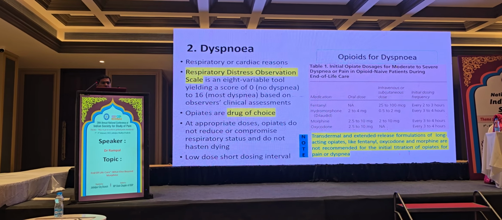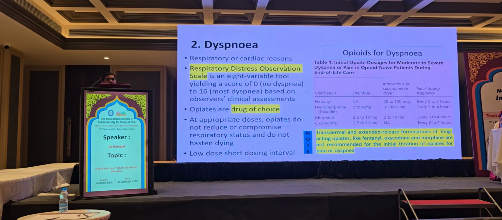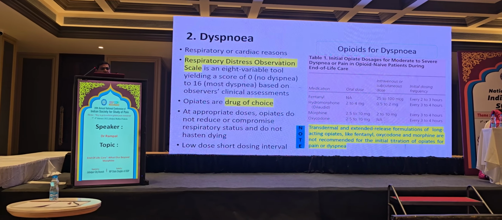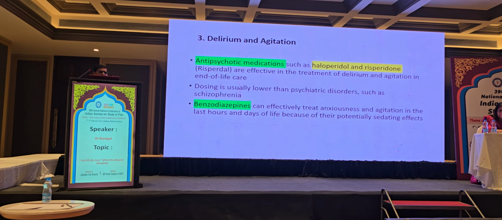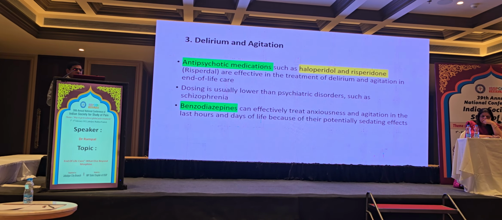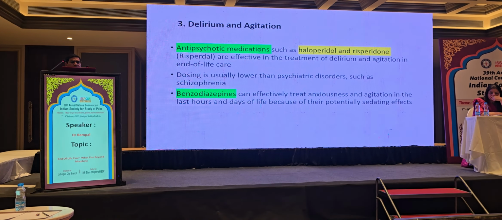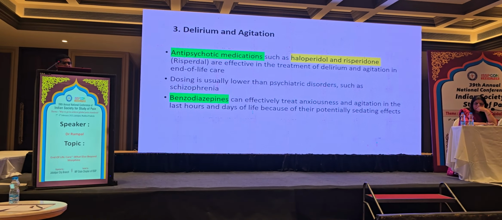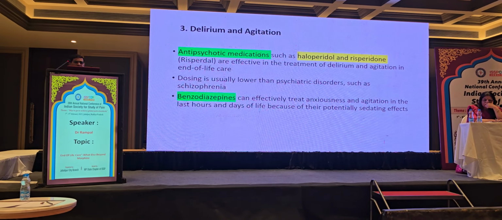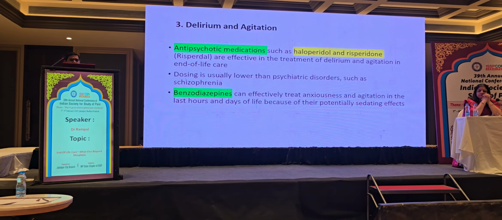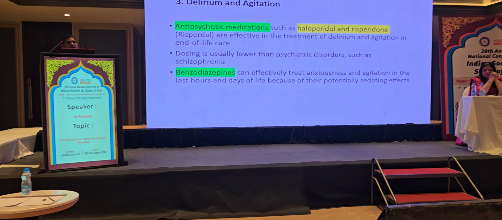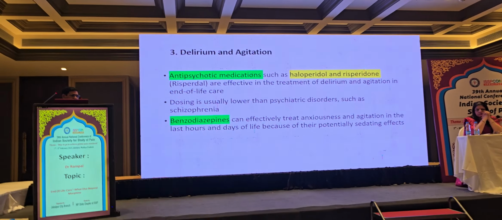So these are the opioids which can be used for dyspnea: fentanyl, hydromorphone, morphine, and oxycodone. Number three is delirium and agitation. For controlling the delirium and agitation, antipsychotic medications like haloperidol and risperidone are effective. They are used in lower doses as compared to psychiatric disorders like schizophrenia. Benzodiazepines are equally effective due to their sedative effect.